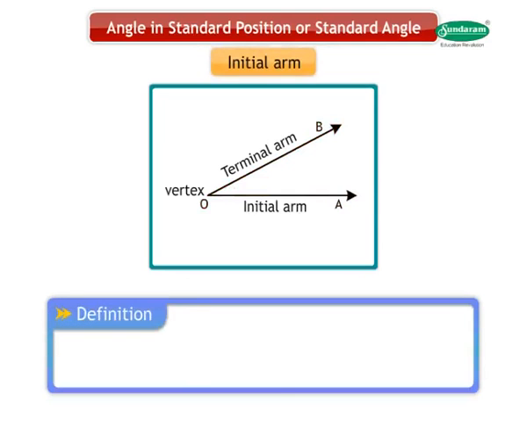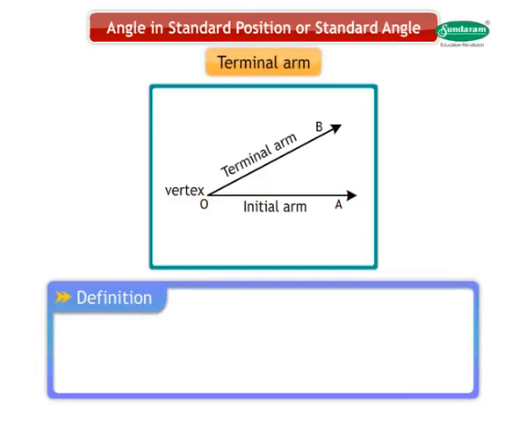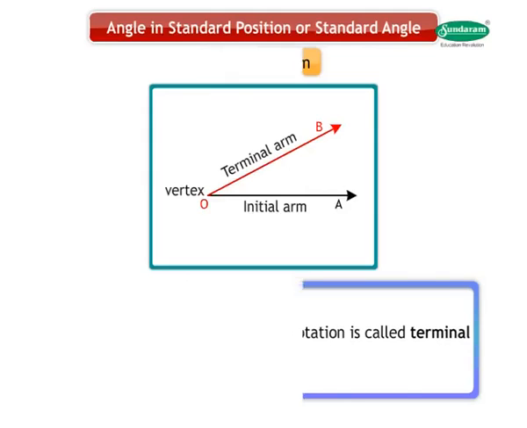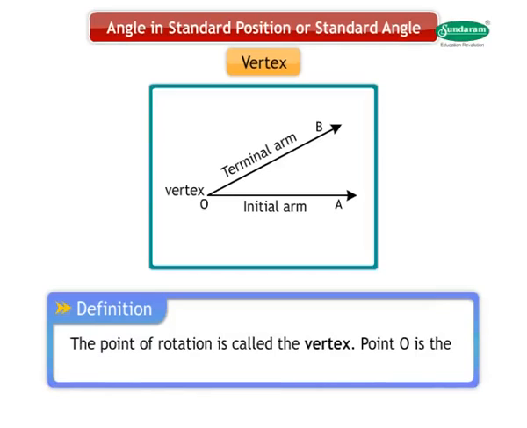Initial arm. The original ray is called the initial arm. In the figure, ray OA is the initial arm. Terminal arm. The final position of the ray after rotation is called terminal arm. In the figure, ray OB is the terminal arm. Vertex. The point of rotation is called the vertex. In the figure, point O is the vertex.